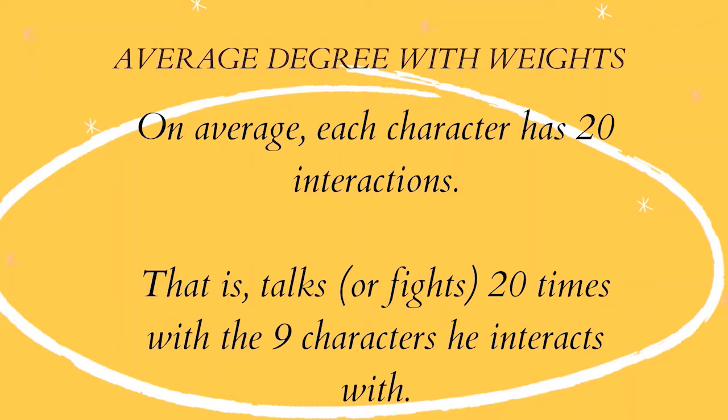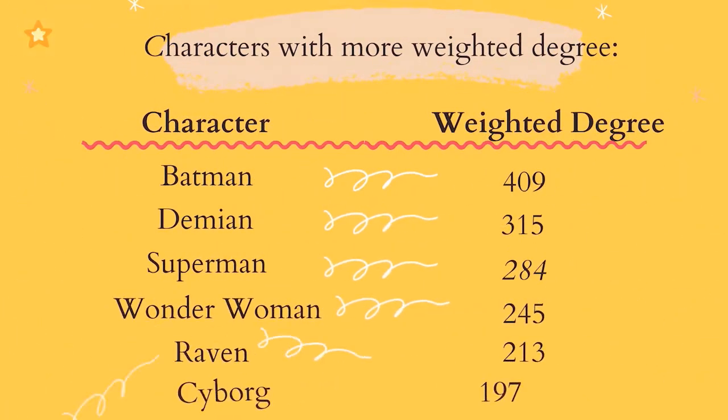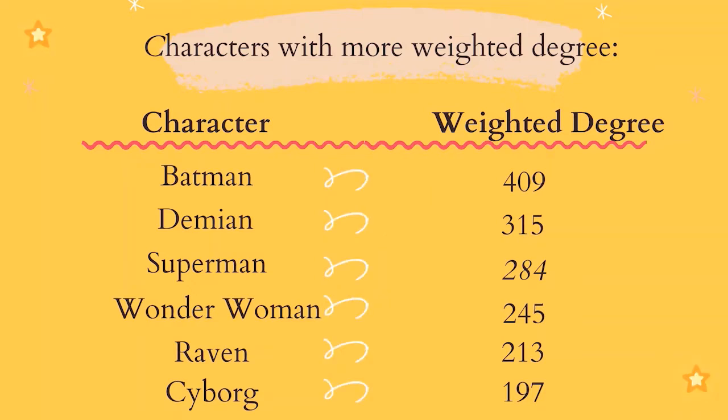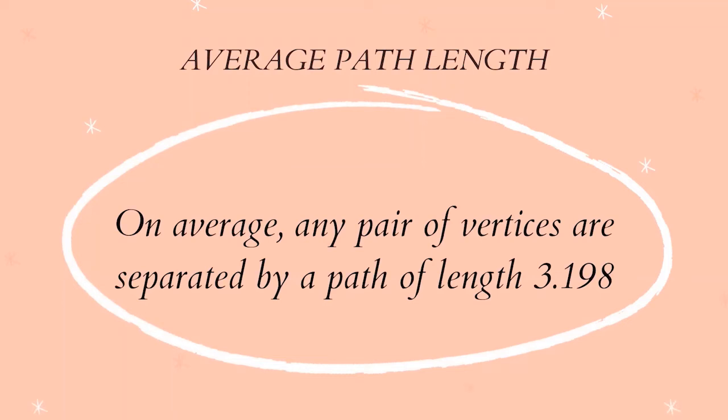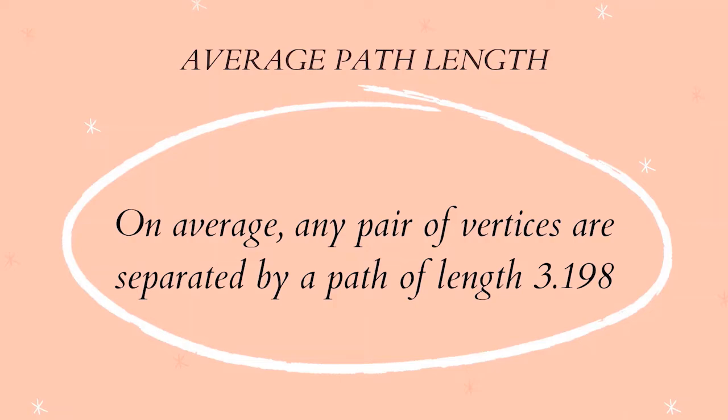On average, each character has 20 interactions. That is, talks or fights 20 times with the 9 characters he interacts with. The characters with the highest weighted degree are Batman, Damian, Superman, Wonder Woman, Raven, and Cyborg. On average, any pair of vertices are separated by a path of length 3.198.